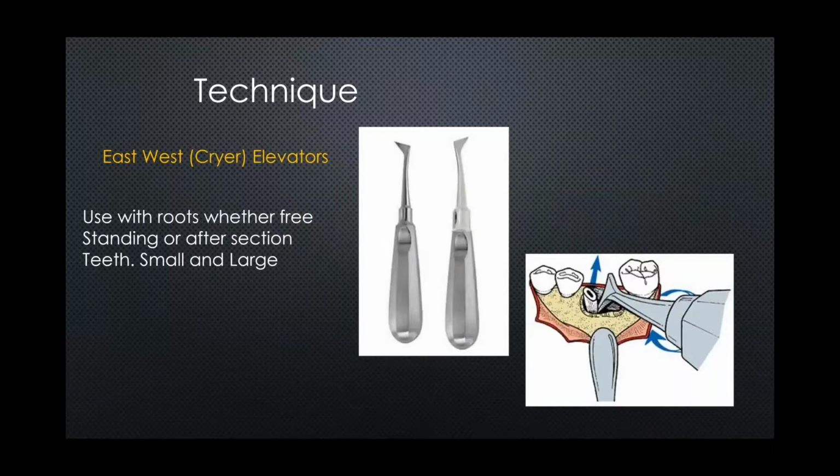Okay, everybody knows the east-west or cryer elevators. They come in large east-west and smaller east-west. The whole principle here is that you want to just kind of remove one of the roots and then take the other root and push it into that embrasure space, that interradicular space where you just removed the other root. Okay, the east-west or cryer elevators. These are kind of essential elevators I think that you want to have in your surgical practice, and they help you take out just about any tooth.